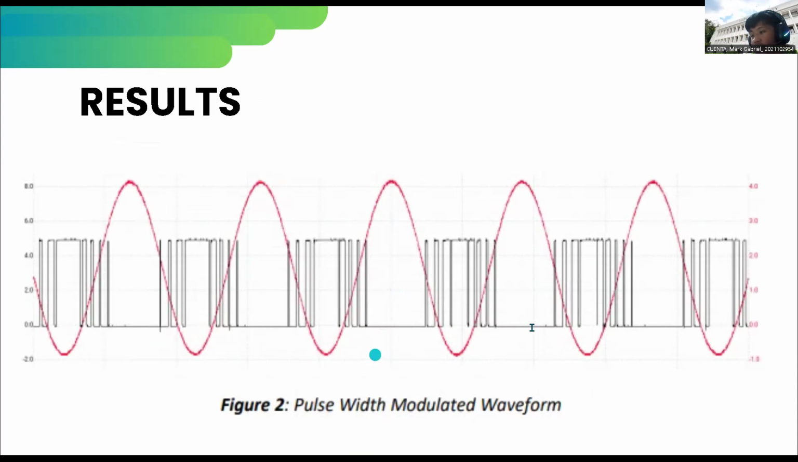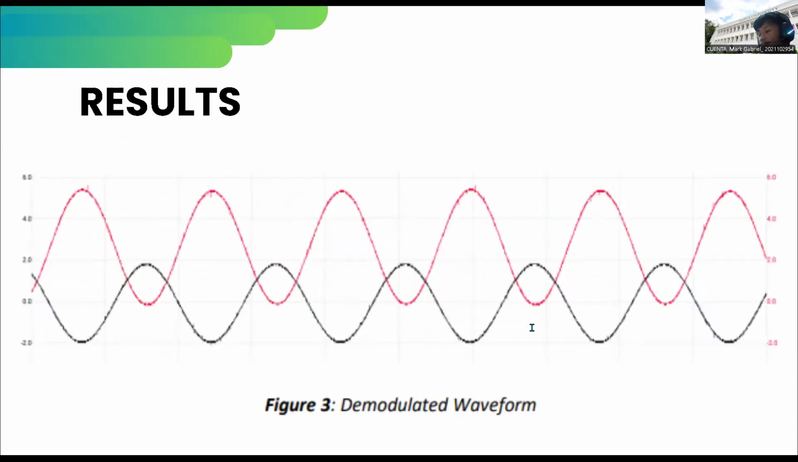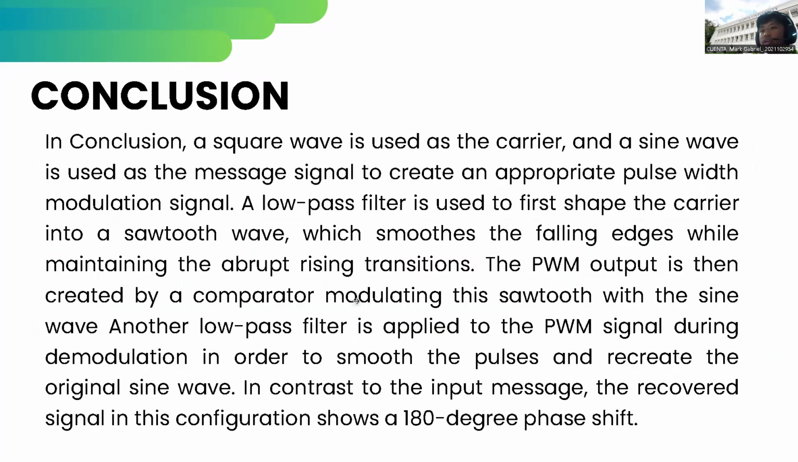Lastly, the original signal can be recovered from a PWM waveform by demodulating it through a low-pass filter, typically an RC circuit. This filter smooths the PWM pulses into a continuous waveform, as shown in figure 3, wherein the demodulated signal in red is reconstructed from the PWM input. The recovered signal matches the original message waveform in black, although it exhibits a noticeable 180-degree phase shift.